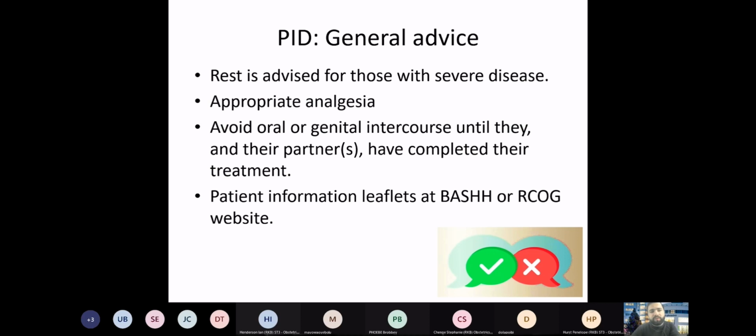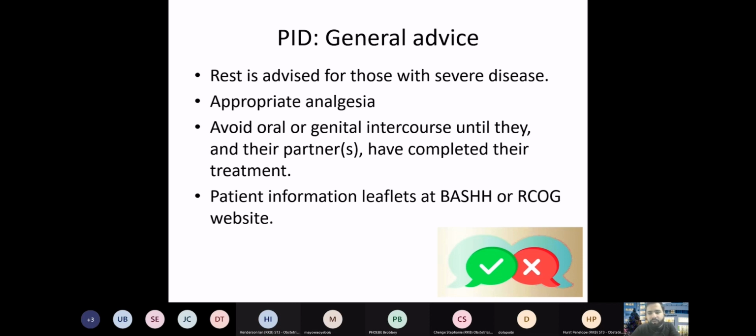So the general advice is, if the disease is quite severe, rest is advised. Appropriate analgesia, of course, is important, and if needed, something stronger can be prescribed. Patients are advised to avoid intercourse until they and their partners have completed their treatment. Patient information leaflets can be important here to make the patient aware of the long-term sequelae and the importance of testing and partner tracing. These leaflets are available on the BASH and RCOG websites.